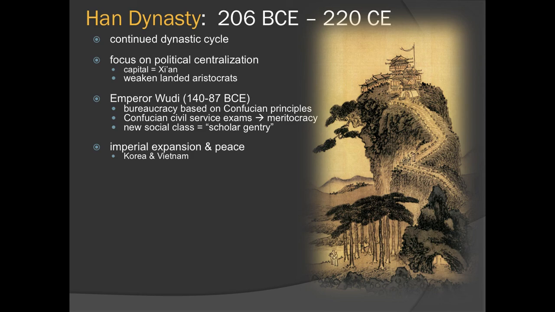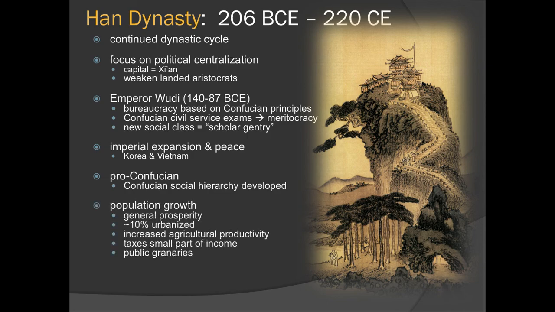Because of this political centralization, the stable government that the people were generally happy with in the Han Dynasty, it allowed for further imperial expansion. All right. A period of peace within China and along its borders. Korea and Vietnam come under heavy influence of China, and that's a topic we'll come back to later on. So again, this is pro-Confucian, this Han Dynasty, unlike the previous Qin Dynasty. And we see the development of a new social hierarchy called the Confucian social hierarchy. More on that later on.